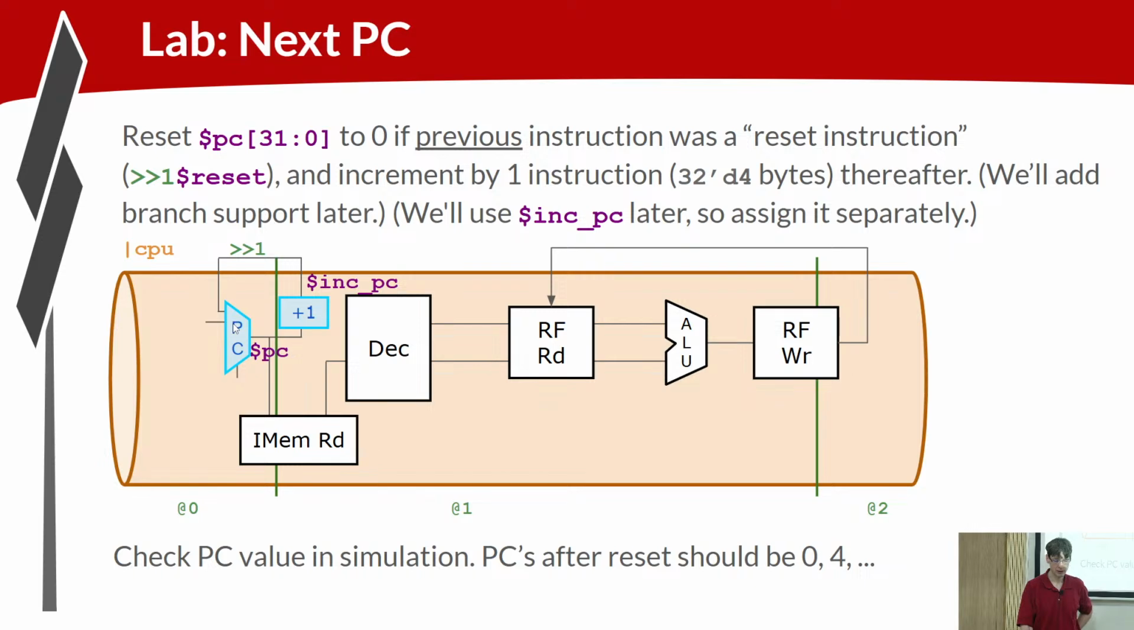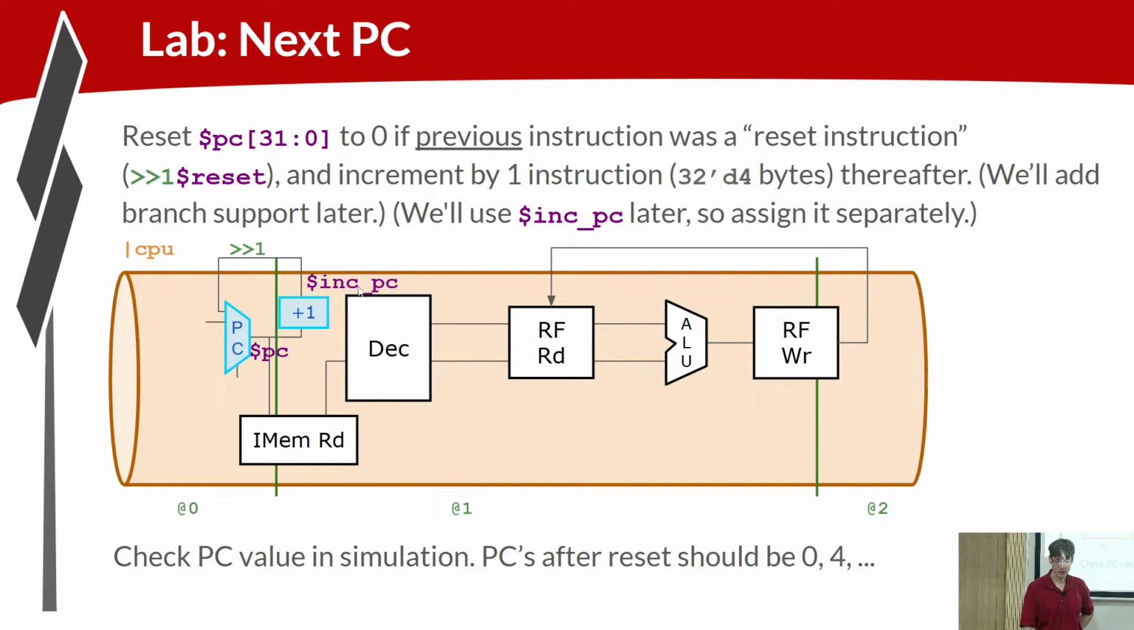It's resetting to 0, resetting based on the previous reset, and thereafter incrementing by 4, so updating the PC to the previous PC plus 4. We're going to do it slightly differently than we did before. When we did this before, the increment function was prior to the mux associated with stage 0.